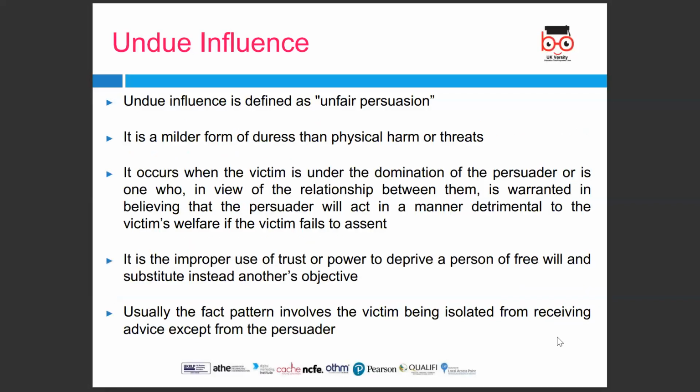Now we're going to go on to undue influence. So undue influence is defined as unfair persuasion. It is a milder form of duress than physical harm or threats.